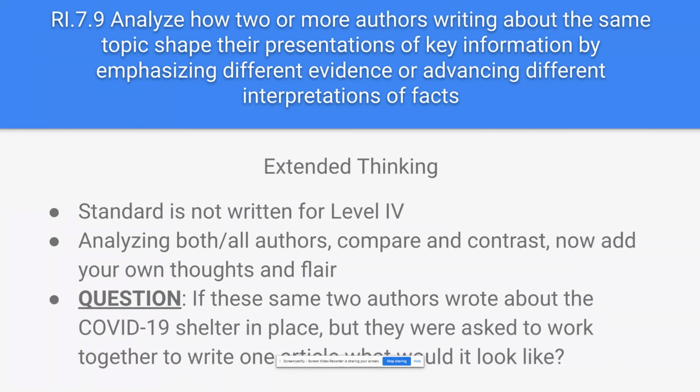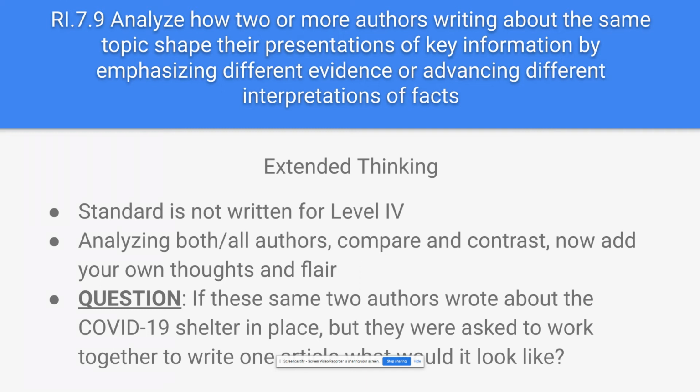Now, like I said, a level 4 standard doesn't exist in Ohio. So when we're looking at extended thinking, this standard isn't there. But for almost any standard, you really can go to that level 4, because remember, you're taking what you've learned and creating something new. The question we have down here is: if the same two authors wrote about the COVID-19 shelter in place, but were asked to work together to write one article, what would it look like?